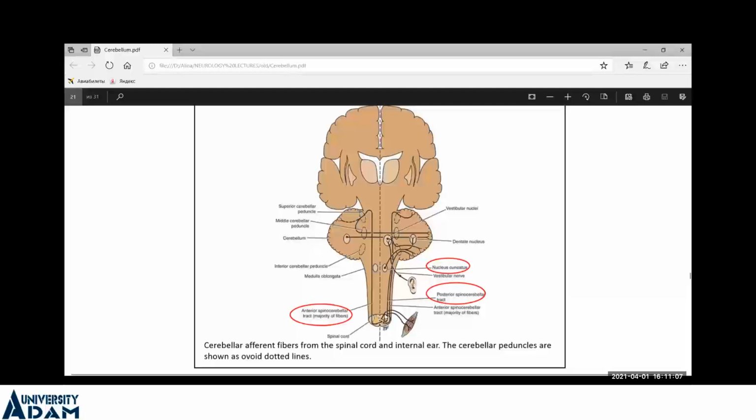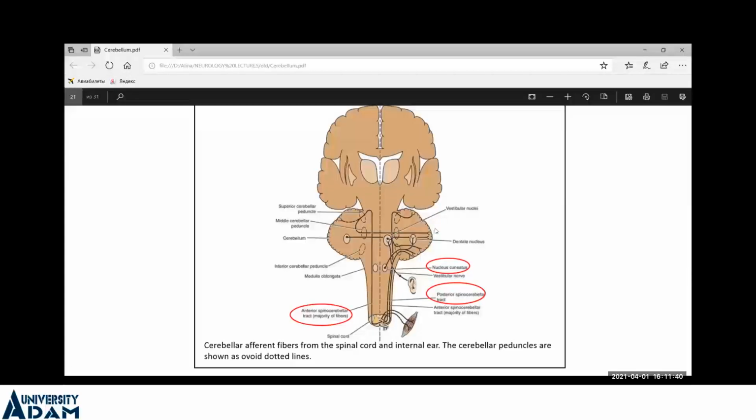So the anterior spinocerebellar tract, okay? So guys, it starts from the spinal cord, okay, and it goes to the lateral columns, giving rise directly upward, and after that it synapses in the superior cerebellar peduncle and goes to the bilateral part, not only to the same part of the cerebellum but also to the opposite part, okay?